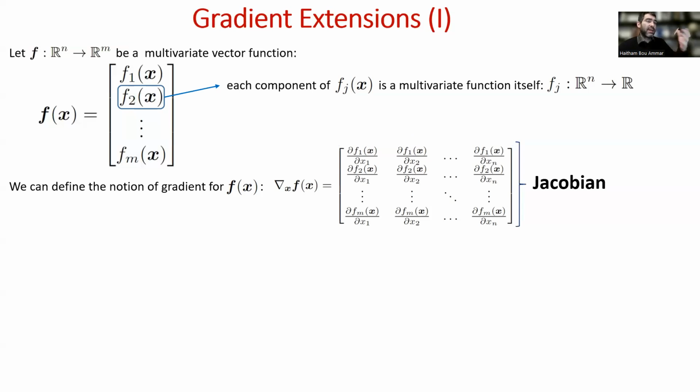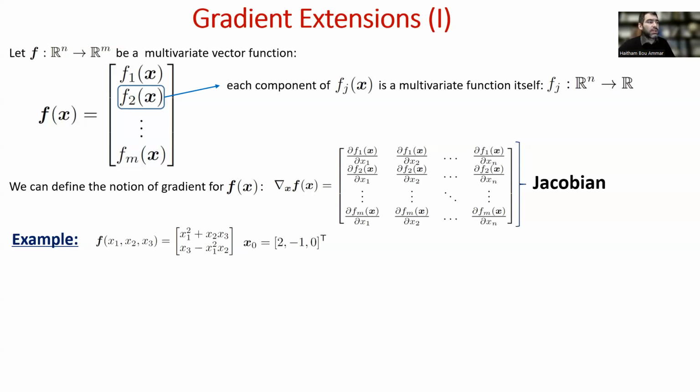And in mathematics, that expression is called the Jacobian. So the Jacobian is nothing but basically the gradient of a multivariate vector function. And its size is m by n, where m is the number of rows, and it is equal to the number of components in the output of the vector function. And n is the dimensionality of the Euclidean space on which this multivariate function is operating, where it takes the inputs and processes them.